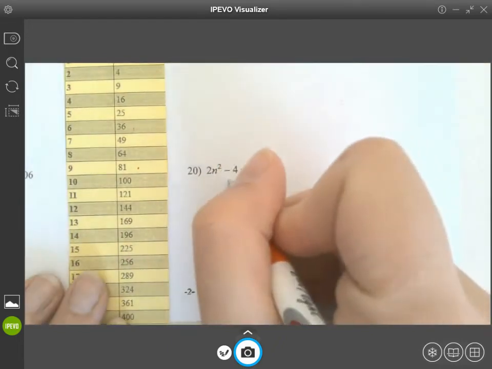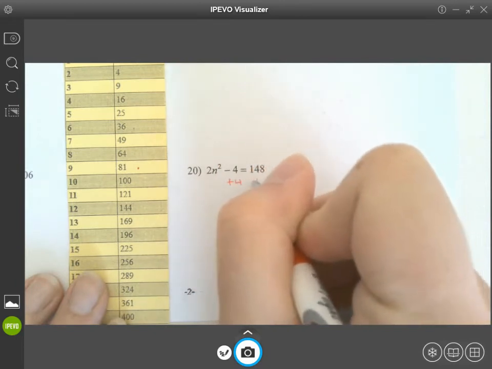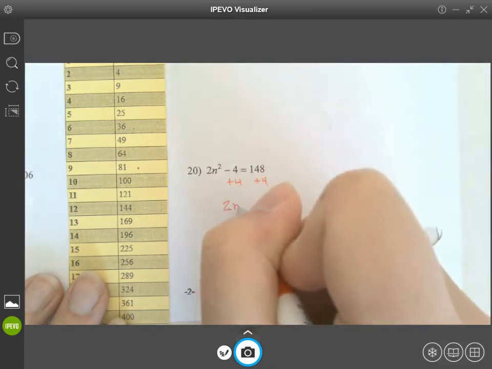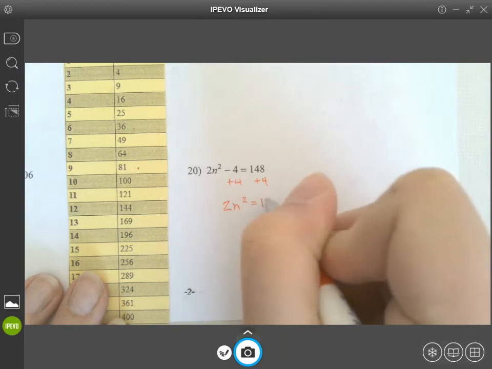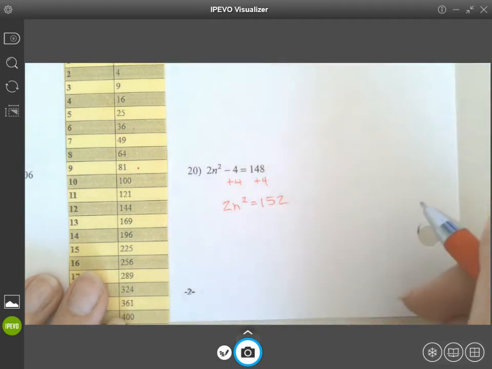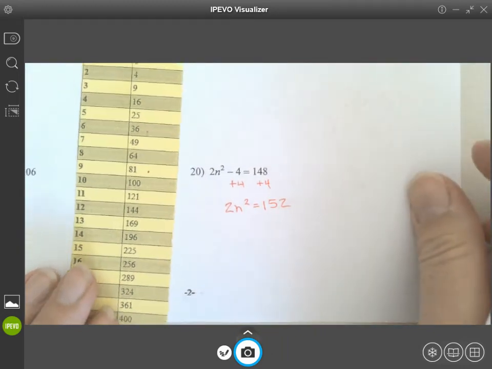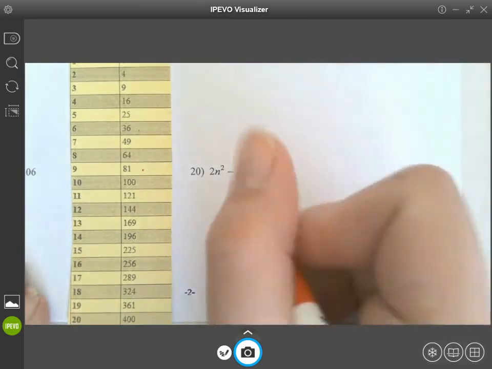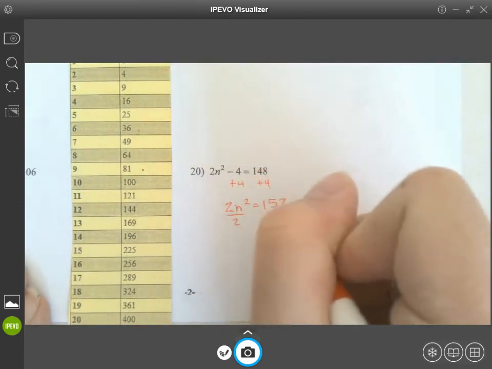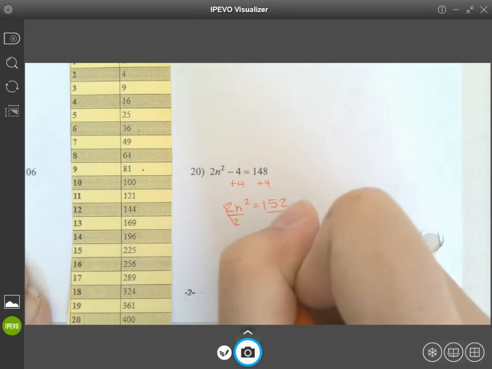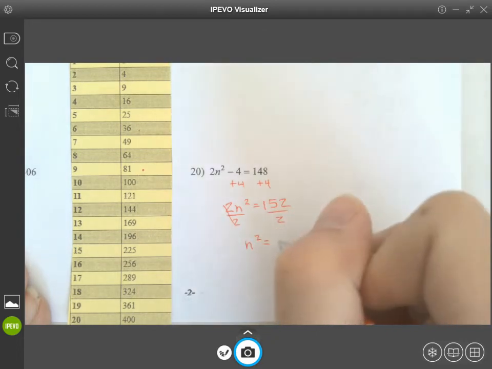All right. Let's add 4 to both sides. I get 2n squared equals 152. And then what? Take the square root, get rid of the 2, what? You have to isolate the square term first. All right, so I get n squared equals? 76. That's what I was thinking.